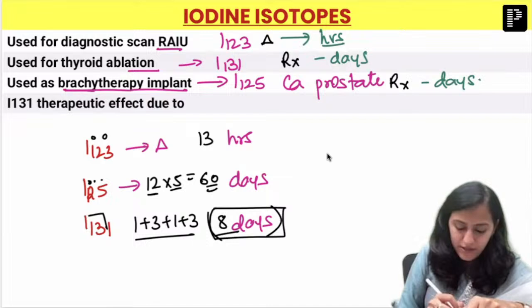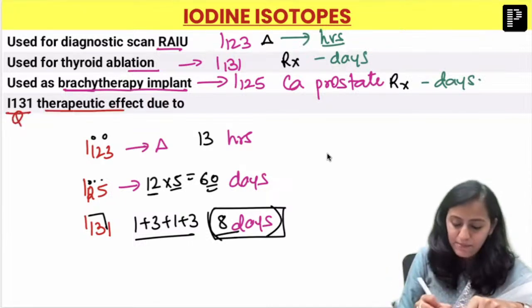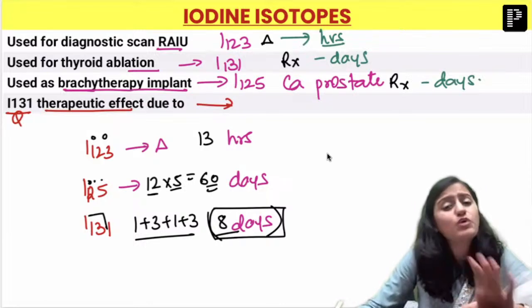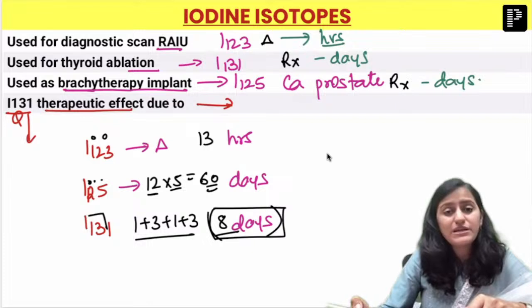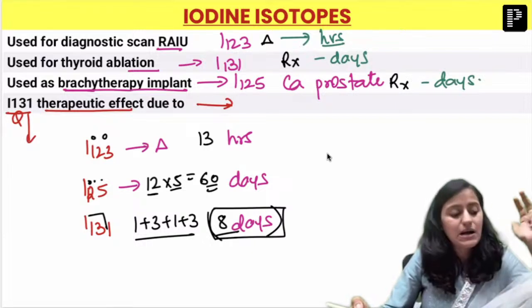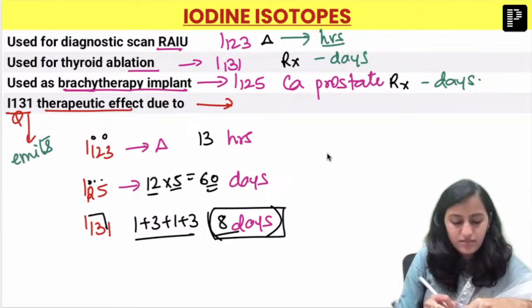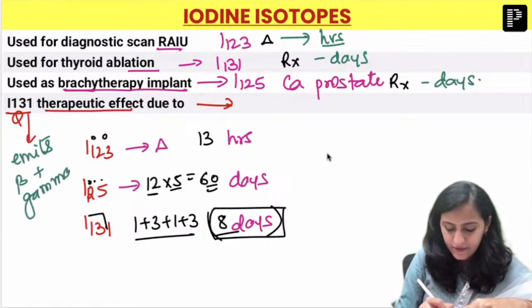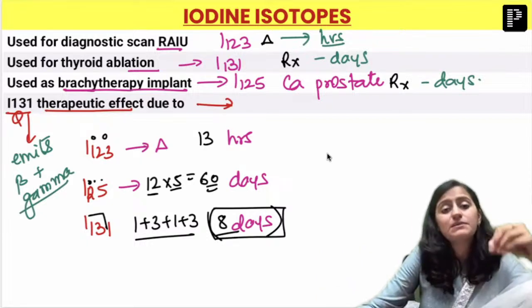And another important question, this iodine 131 that is used for ablation, its therapeutic effect is due to which rays? First of all, tell me, iodine 131 is what emitter? Alpha, beta, gamma, what rays does it emit? Iodine 131 emits beta plus gamma rays. Okay. It is not a pure beta emitter. It is beta plus gamma.